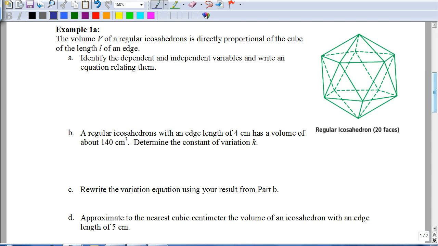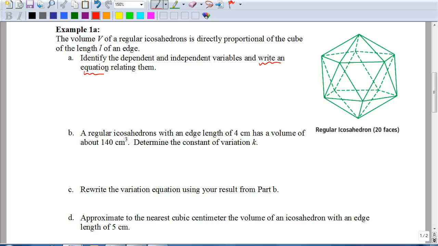So let's first read the problem. It says the volume V of a regular icosahedron is directly proportional to the cube of the length L of an edge. And we're going to write an equation. The first step here in part A is to write an equation. First off, if I just read that, the volume of a regular icosahedron is directly proportional to the cube of the length of an edge. If you didn't know one little trick, it's going to make setting up an equation really difficult.